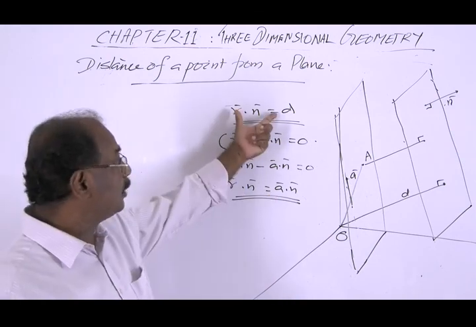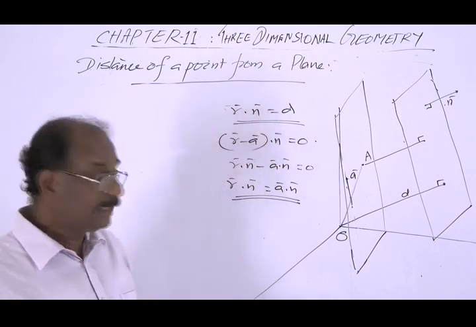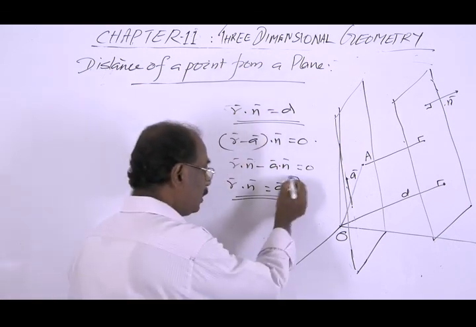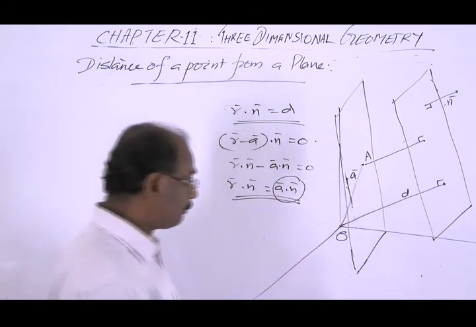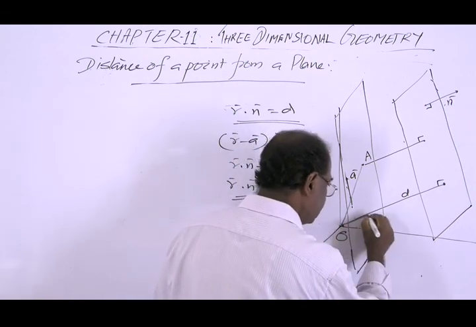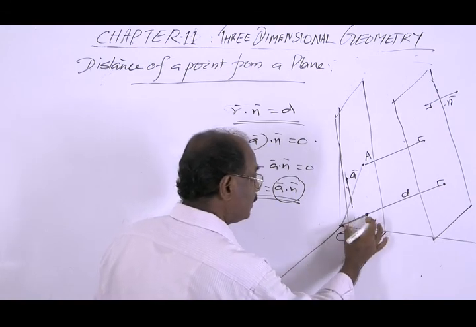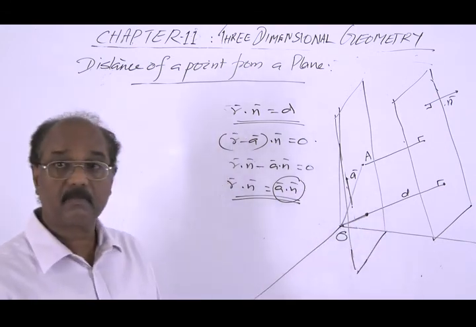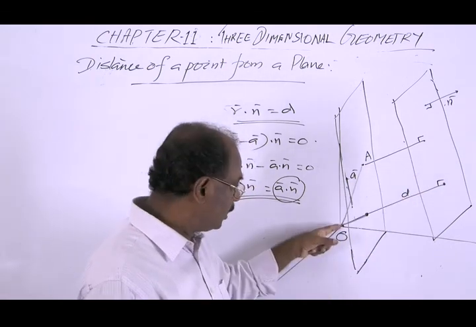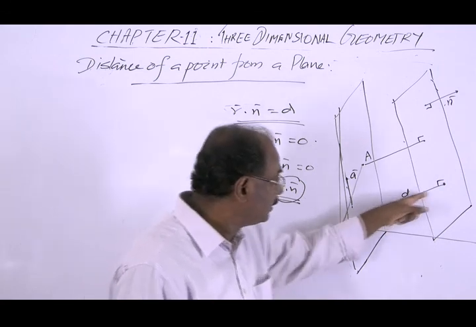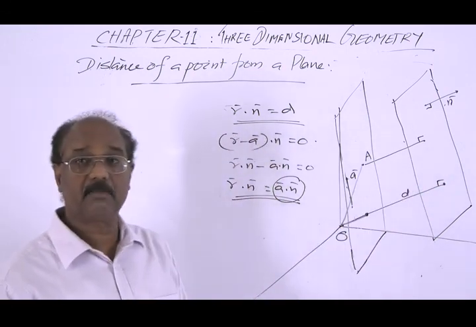And this is in the standard form. Therefore the perpendicular distance of the second plane from the origin is a dot n. This is the perpendicular distance from the origin to the second plane, this much distance. Since these two planes are parallel, the perpendicular line will be the same for both planes, the same line.